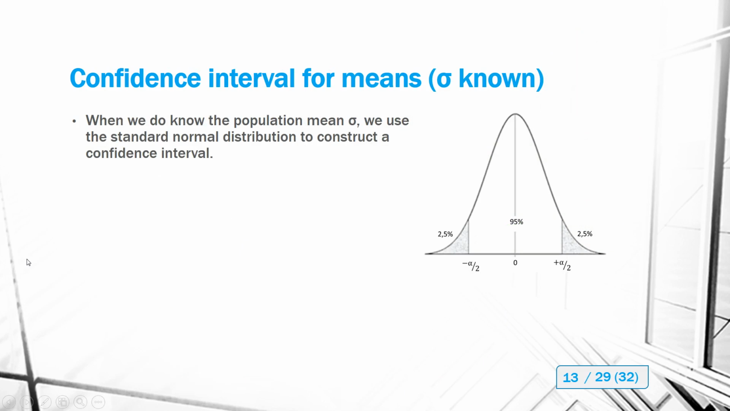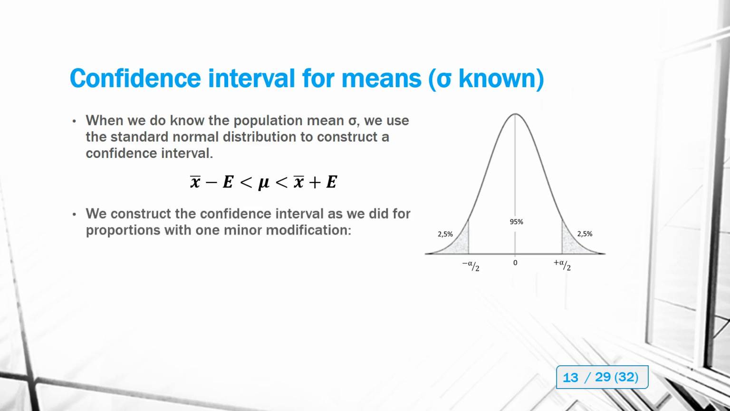Let's consider now the case where we do know what sigma is. If we do know what sigma is, then we can use the actual z-tables, just like we've done before with the normal distribution. So we notice we have the same format for constructing our confidence interval that we did with sigma being unknown, but now we're going to use a different way of calculating our margin of error.